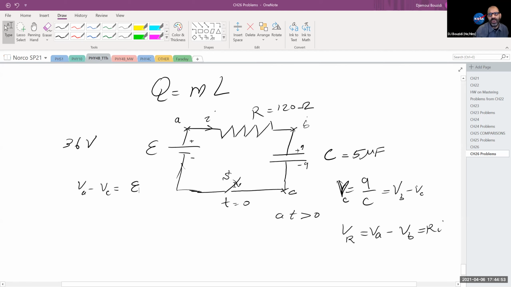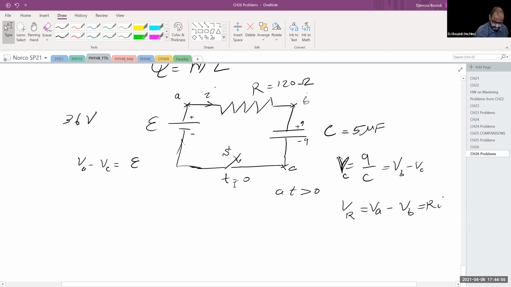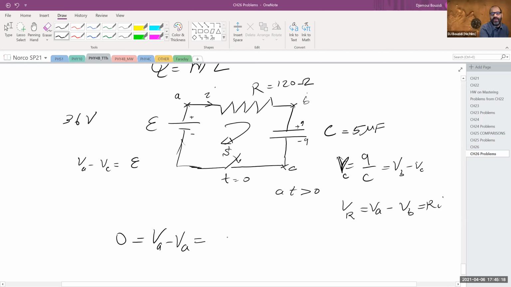So having it written this way, I can write now Kirchhoff's rule for this loop when it's closed. I'm going to go in the direction of the current. It's a good idea always to go in the same direction of the current. That way, you're keeping tab of the voltage drops. So I'm going to start with point A. So I'm going to say VA minus VA. Obviously, this is 0. This is equal to VA minus VB plus VB minus VC plus VC minus VA.